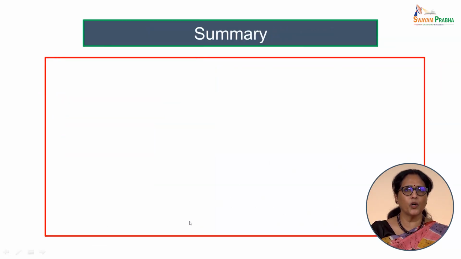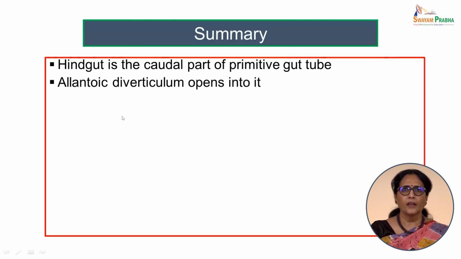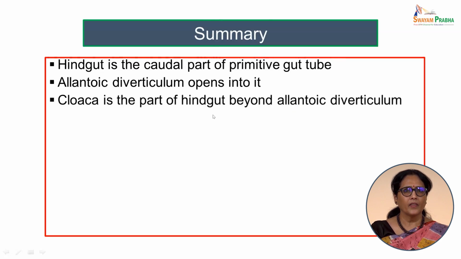To summarize what we have learnt so far, hindgut is the caudal part of primitive gut tube. The allantoic diverticulum, an extension from the roof of yolk sac, opens into it. Cloaca is the part of the hindgut which is beyond the allantoic diverticulum.